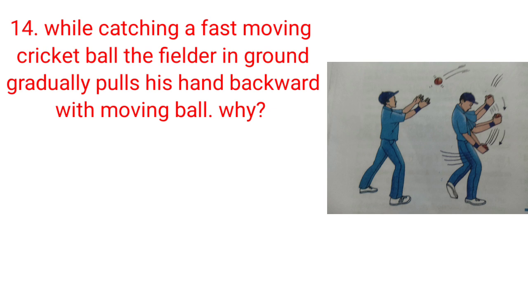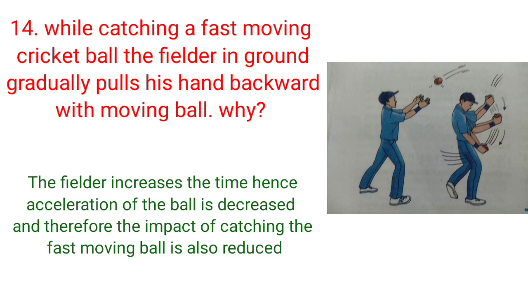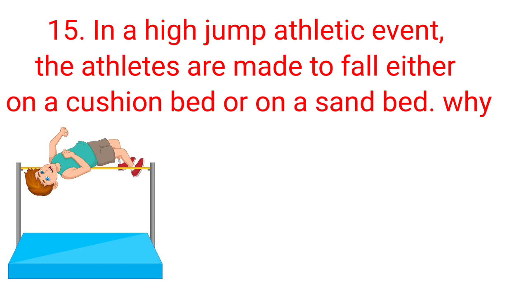While catching a fast moving cricket ball, the fielder in the ground gradually pulls his hand backward with the moving ball. Why? The fielder increases the time, hence acceleration of the ball is decreased and therefore the impact of catching the fast moving ball is also reduced.